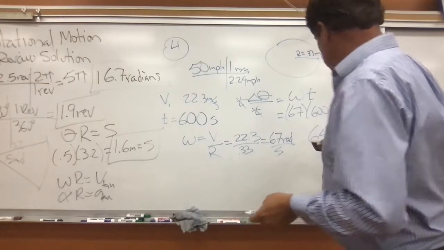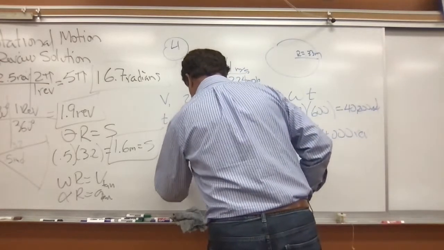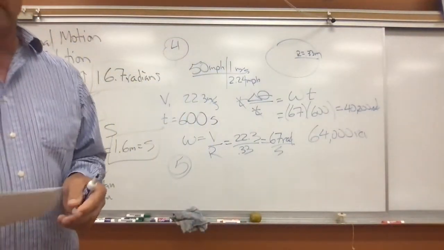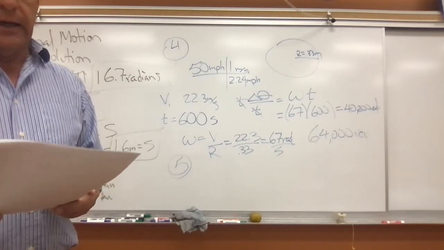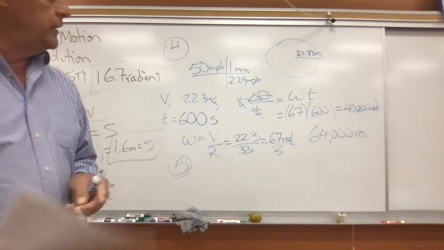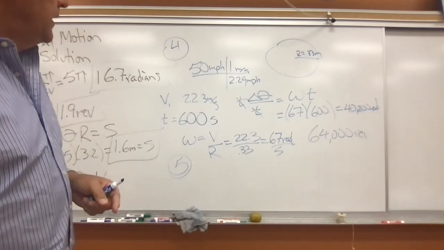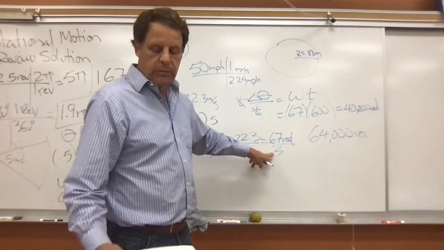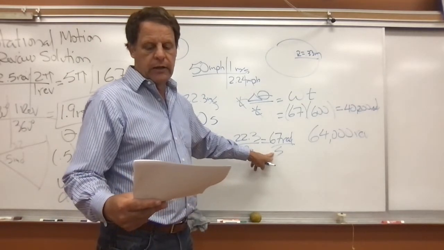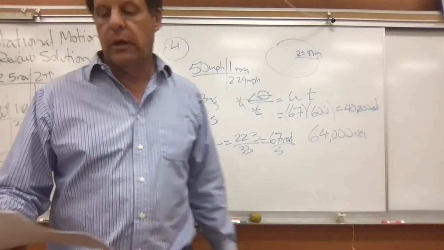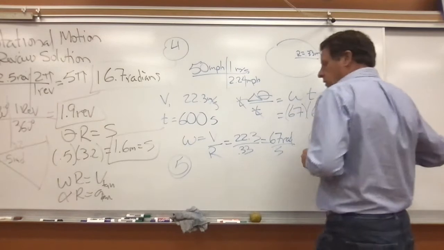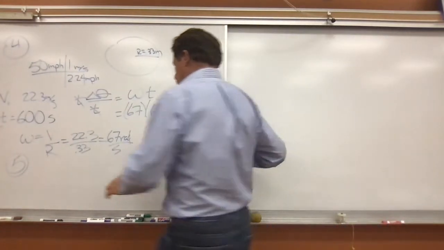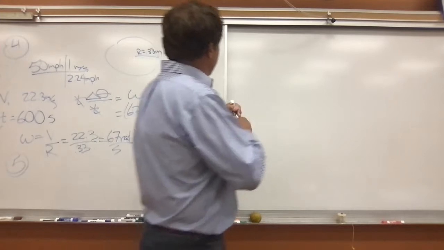So that is question number 4. Question number 5, same information: calculate the average angular velocity for the wheel. We essentially did that, and that was 67 radians per second. There we go, 4 and 5. All right, moving on to question number 6.